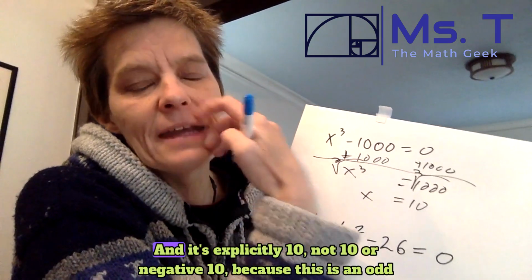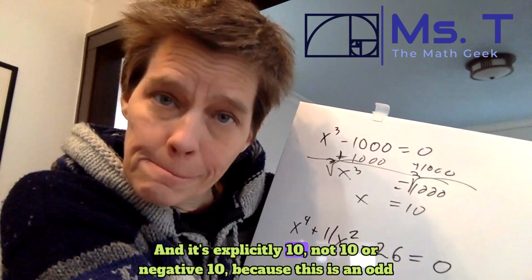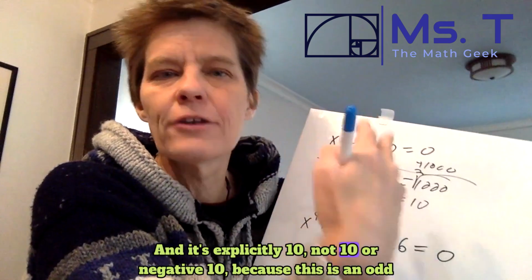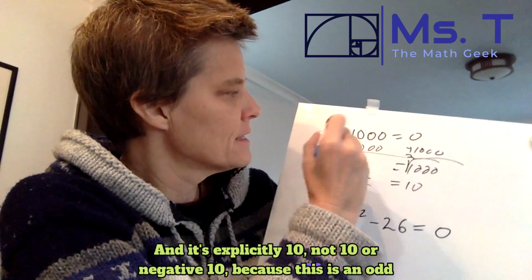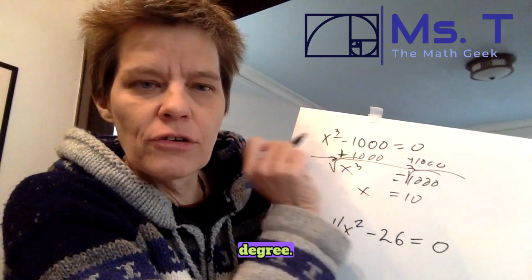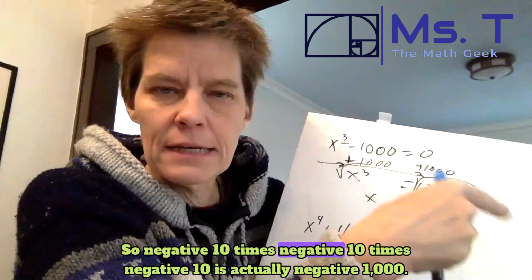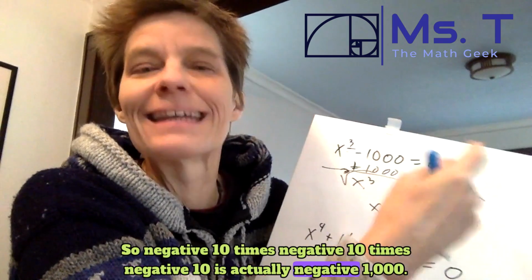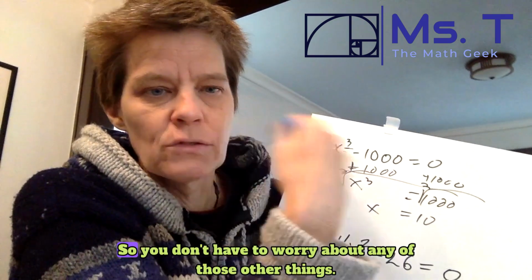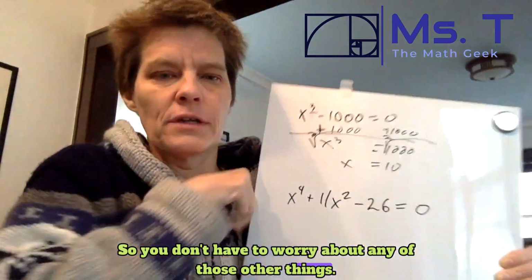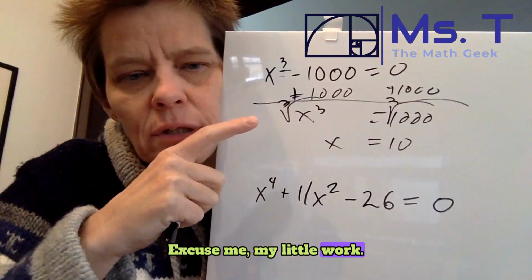And it's explicitly 10, not 10 or negative 10, because this is an odd degree. So negative 10 times negative 10 times negative 10 is actually negative 1,000. So you don't have to worry about any of those other things. So you see my little work.